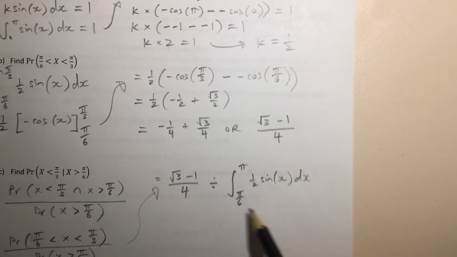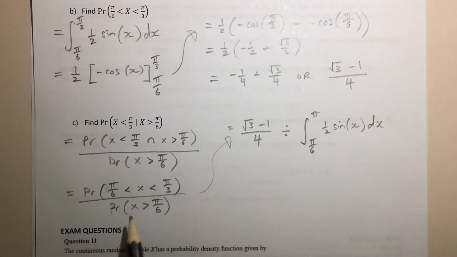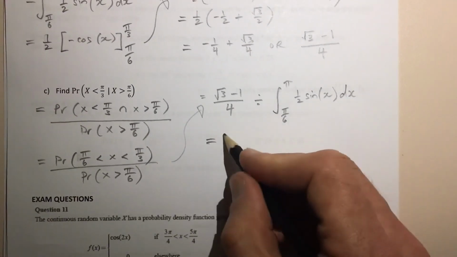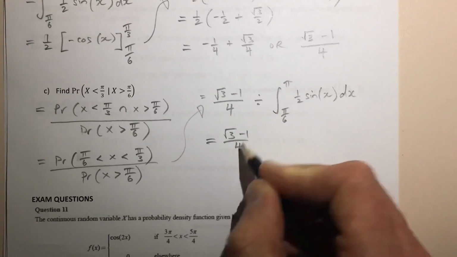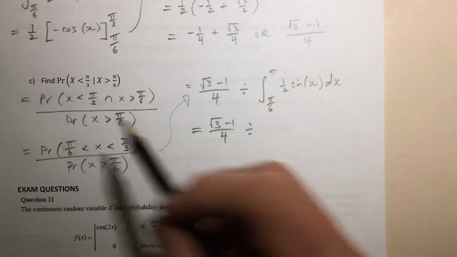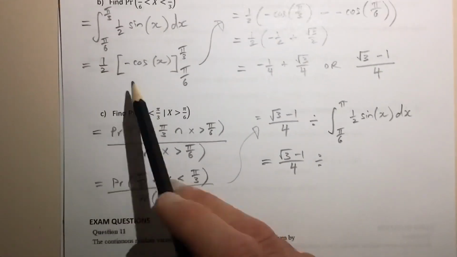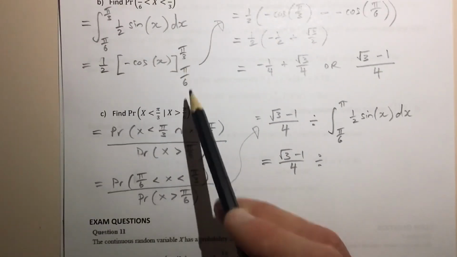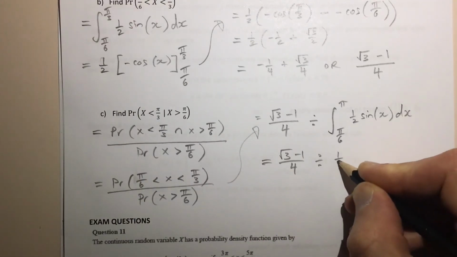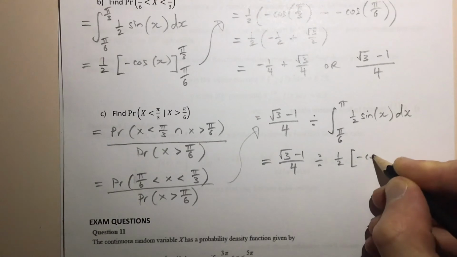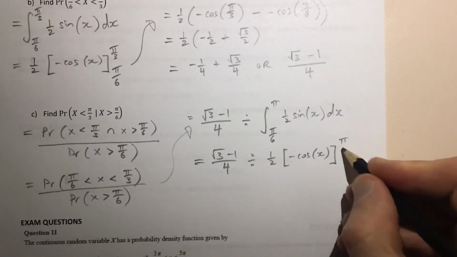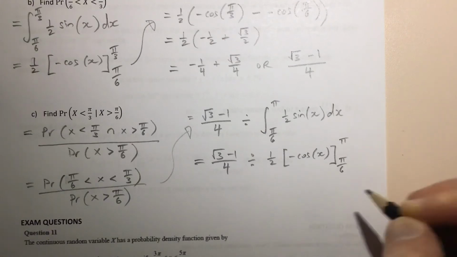Okay, so this is the bit that we've got to work out, because this is the probability that's going on the bottom. We know we can take this half out. Now, we've already integrated the function once, so you can go back to what you've already done. We're just using different terminals to what we had before. So you know that it's going to integrate to a half times negative cos of x. Our terminals here are pi and pi on 6.